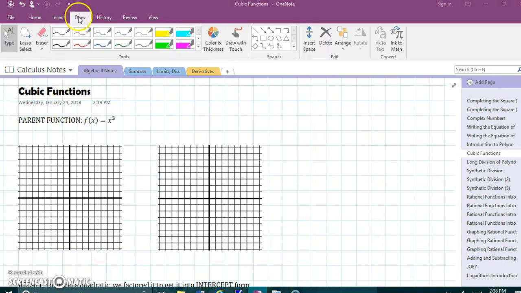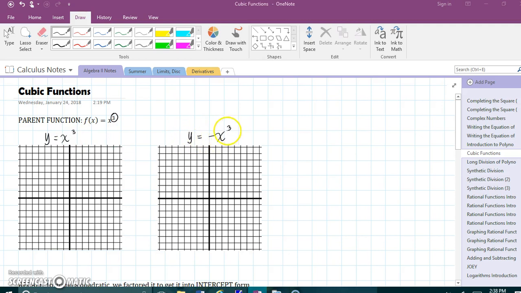Hello again, everybody. We are moving on to cubic functions here. Now that we got the intro to polynomial notes done, we're going to actually start graphing polynomials, starting with degree 3, and then later we'll do 4 and then 5. So let's start with just the most basic cubic function you can get, which is your parent, x to the third.